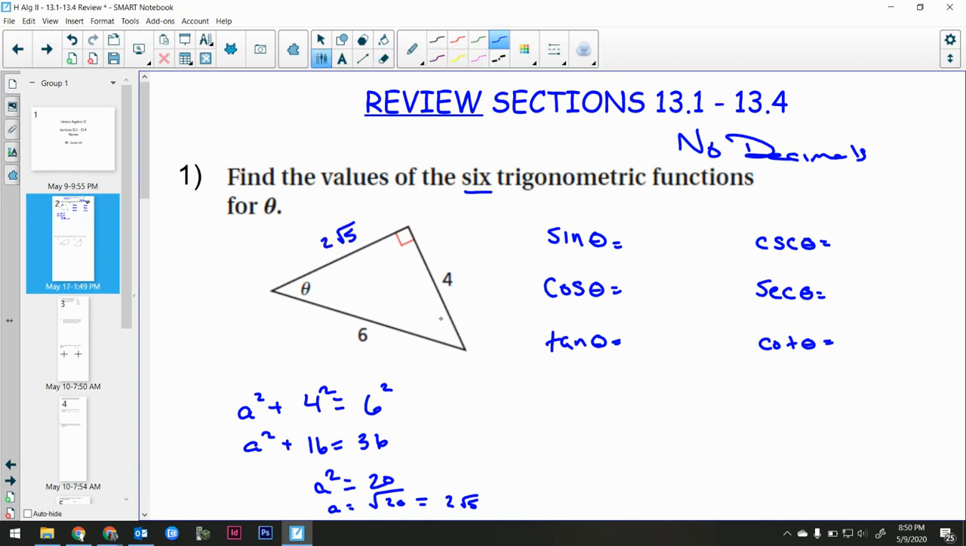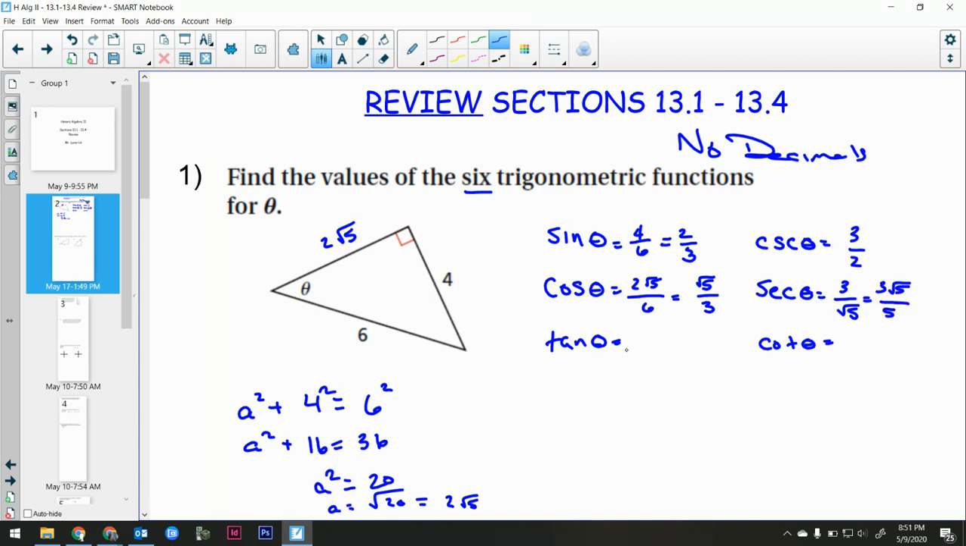All right. So that means the sine of theta, the opposite over hypotenuse, would be 4 over 6, or 2/3, which means my cosecant theta would be 3/2. My cosine theta would be the adjacent over hypotenuse. So 2 radical 5 over 6, reduced to radical 5 over 3. Now, when I make that secant theta, I would be saying 3 over radical 5, but then we have to rationalize the denominator to make that 3 radical 5 over 5.